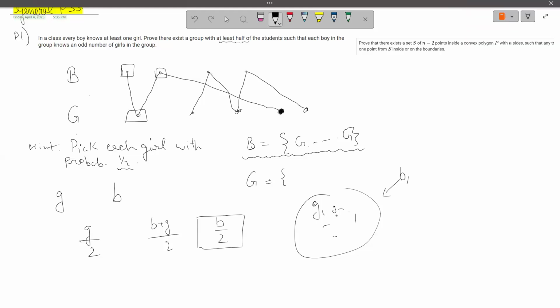Can you please follow up from the start? I'm not able to get how the probability came. So what we observed was we essentially have these two sets. With each boy, I could look at the number of girls he knows, or with respect to each girl, I could look at the number of boys who know the girl.